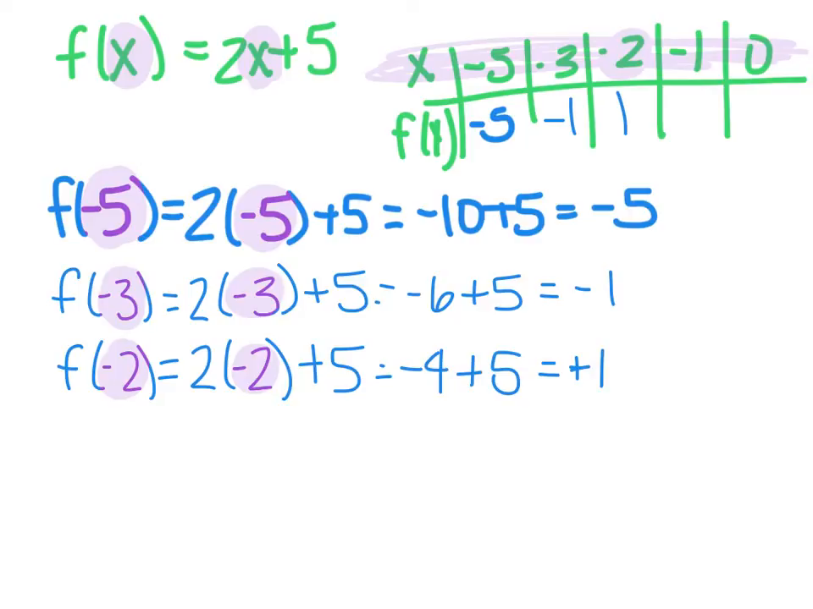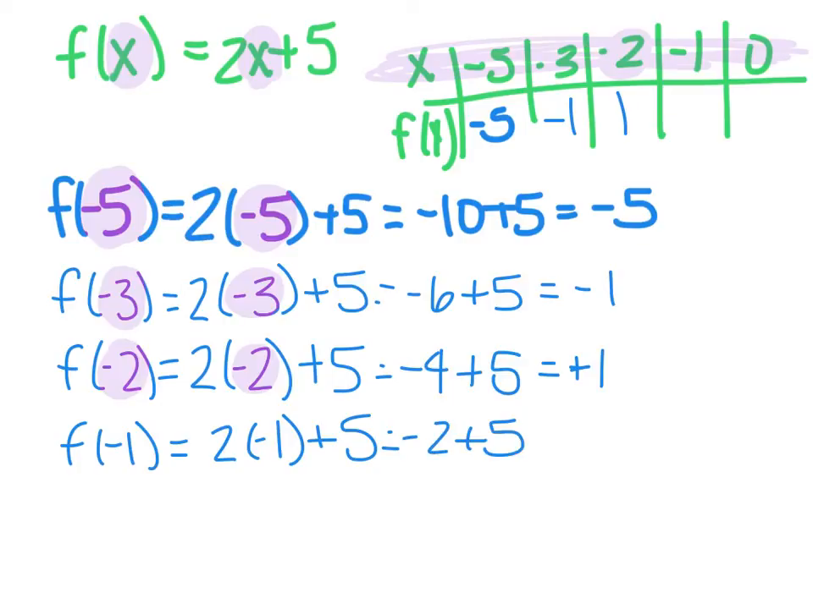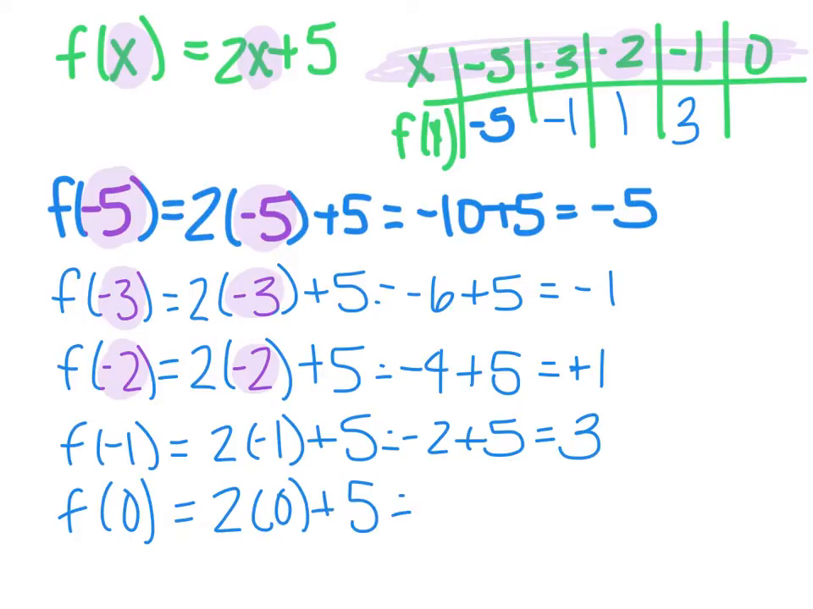So then our next x value up here is negative 1. So we're going to do f of negative 1. Well, that's going to be 2 times negative 1 plus 5. 2 times negative 1 is negative 2 plus 5, and negative 2 plus 5 is 3. And then lastly, we're going to plug in 0 for x. So 2 times 0 plus 5. 2 times 0 is 0. And 0 plus 5 is 5. So that's my last value in my table.